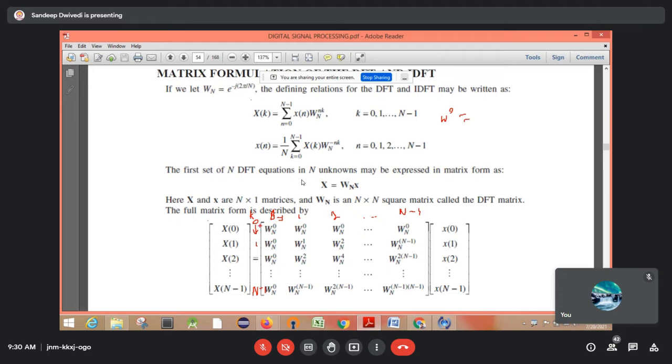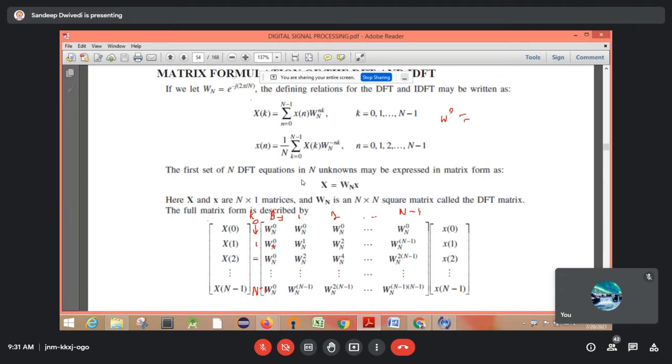So how are they forming this matrix? For the first element, both K and N are 0, so this will be 0. For the second element, K is 0, though small n is 1, 2, 3 up to N minus 1, but for the first row K is 0. So W is raised to the power of the product Kn, which will be 0, 0, 0. In the same manner, in this column the value of N is 0, so the multiplication of Kn will be 0, and W raised to power 0.